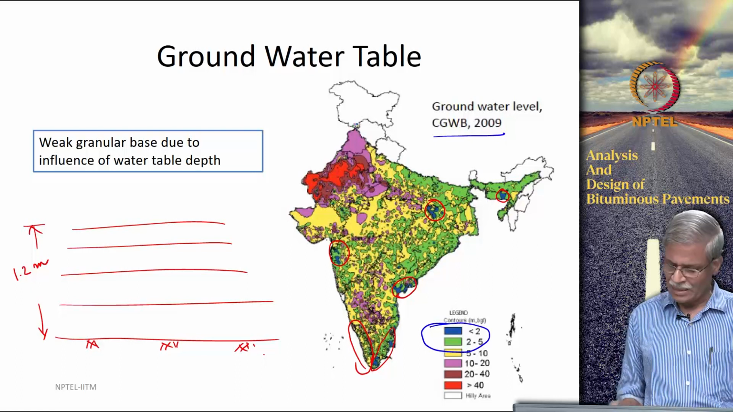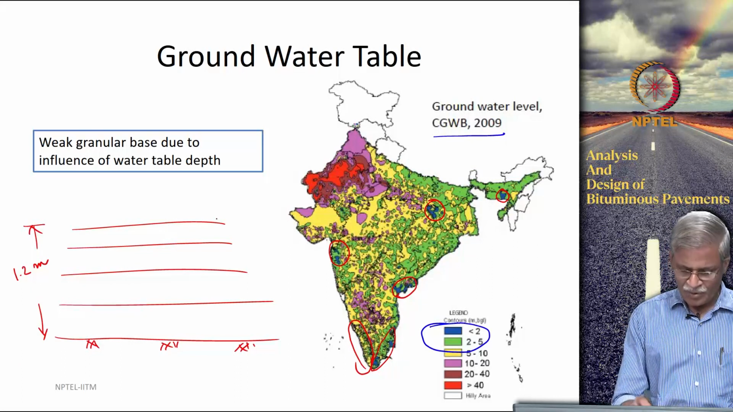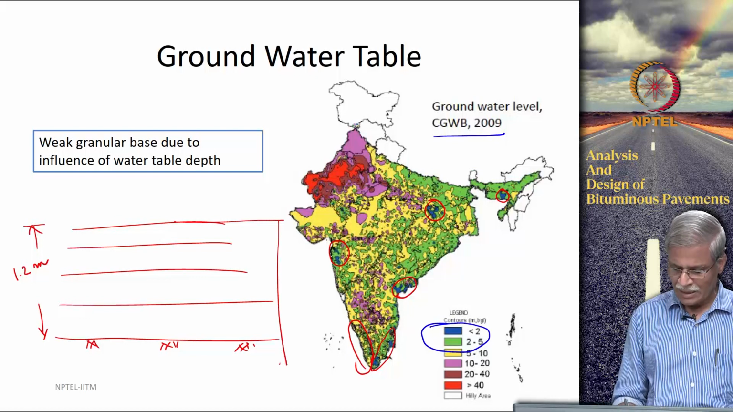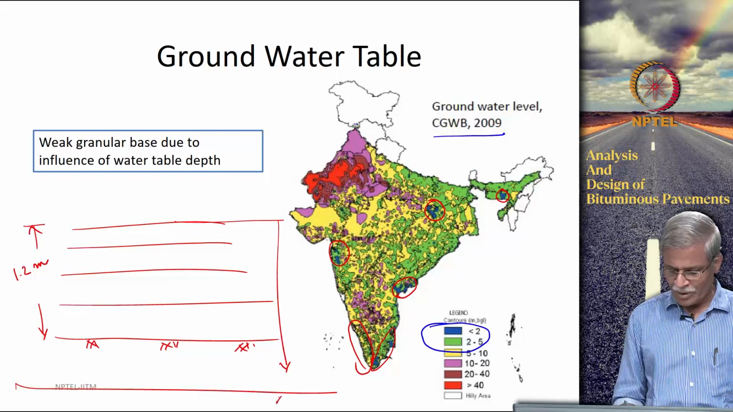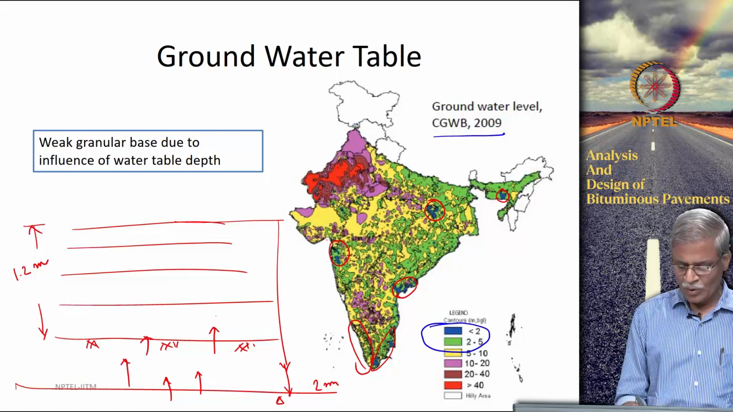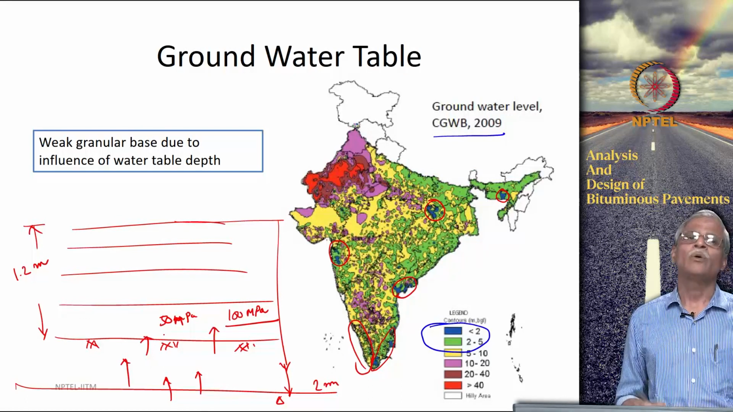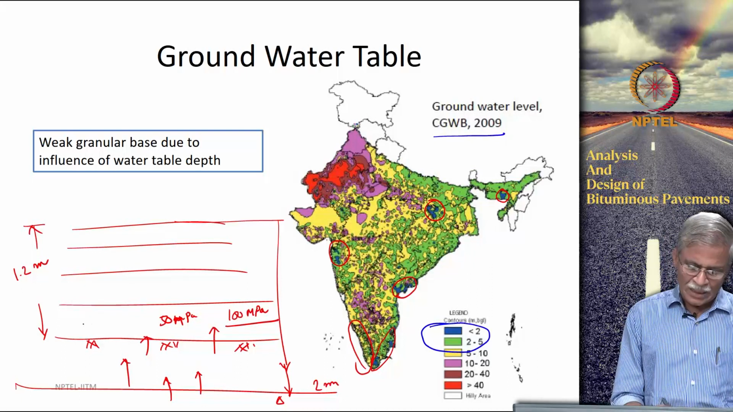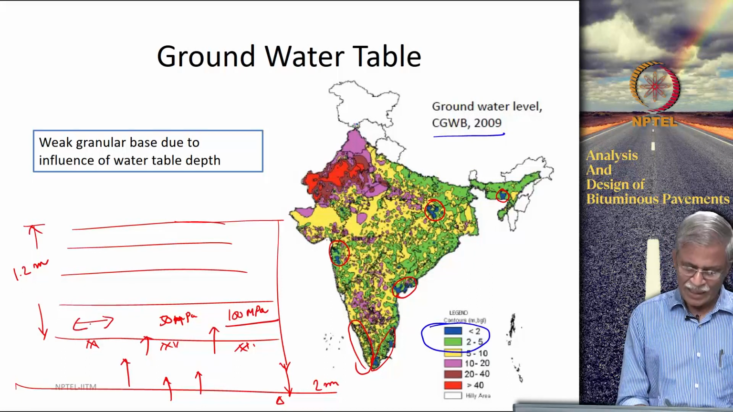So, let us say this is here, and if your water table, let us say you measure it from here, and let us say the water table is somewhere here at 2 meters, what can happen? The water is going to slowly seep all the way up, and let us say the original modulus value for this was 100 MPa, it can reduce to 50 MPa. Because of this, the load carrying capacity of this layer can reduce.